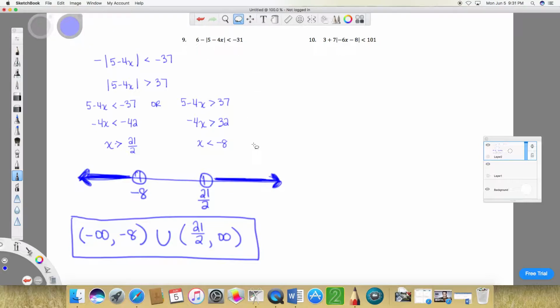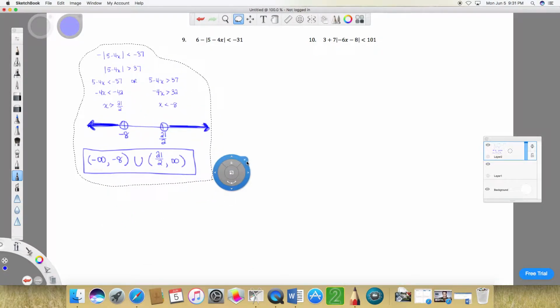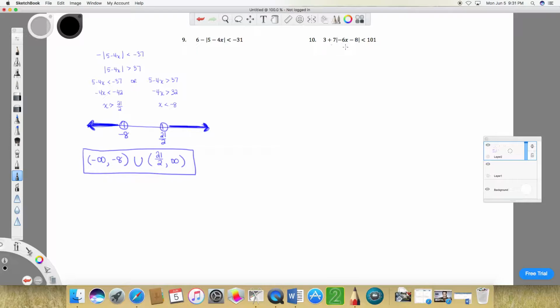Let's take a look at problem number 10 and see if we can't figure out what the solution set is here. All right, so the absolute value is not by itself. That's on the left, I see two terms. I want to start out by subtracting 3 from each side. So I have 7 times this absolute value of negative 6x minus 8. When I subtract 3, 101 minus 3, I believe is 98.